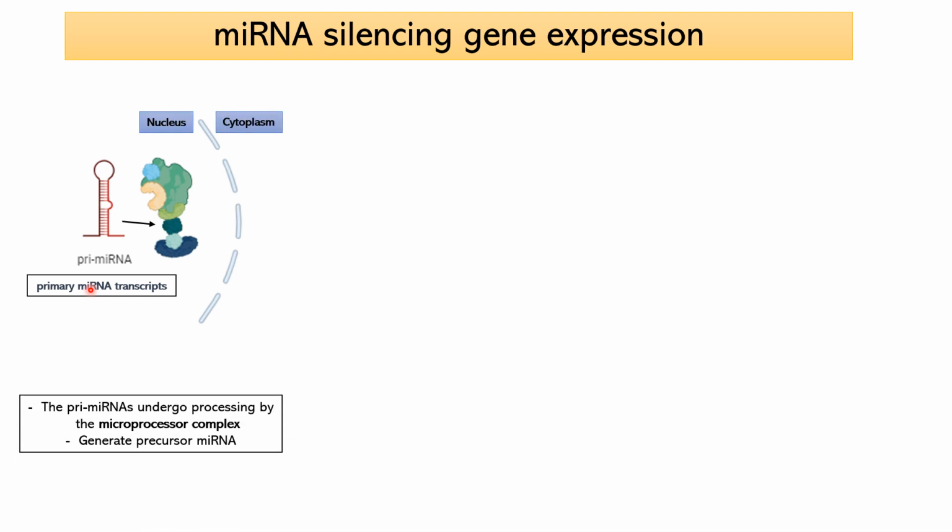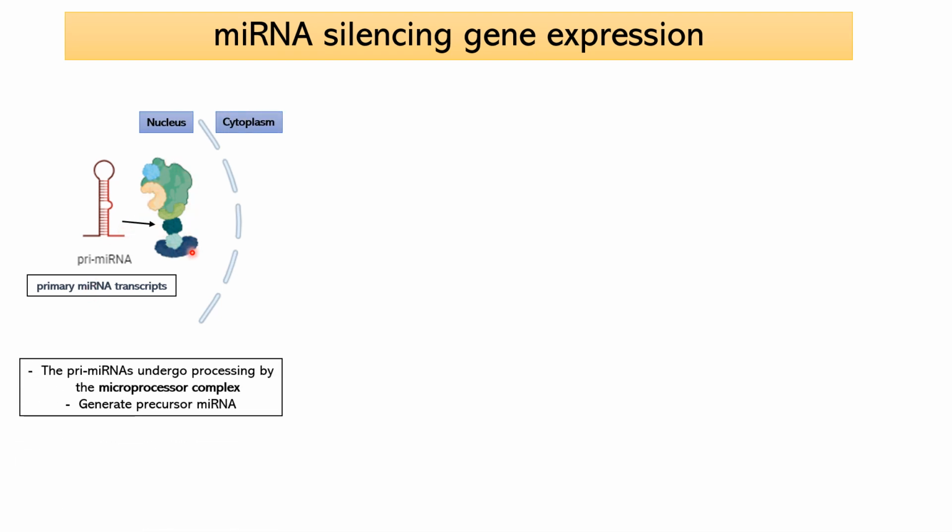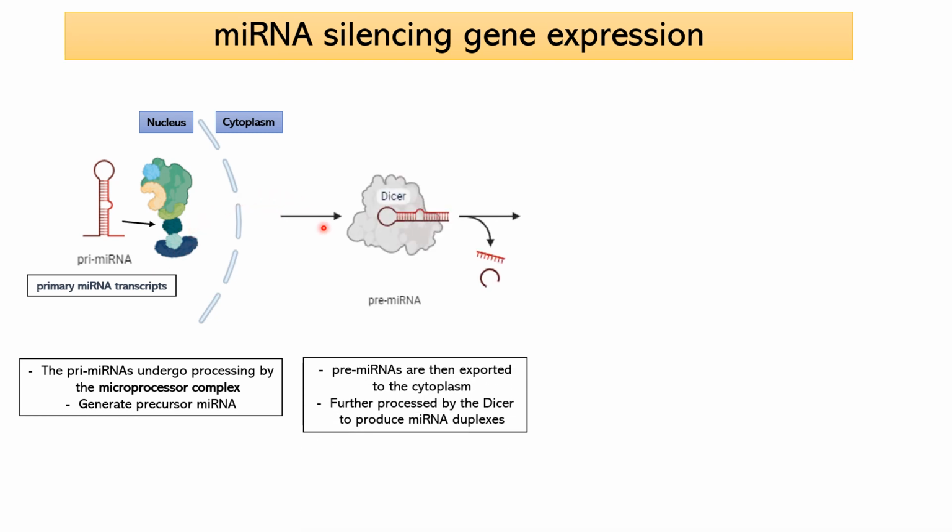Primary microRNAs interact with a multi-protein complex called the microprocessor complex, and this complex processes and modifies the primary microRNA, making it a precursor microRNA. Once precursor pre-microRNAs are produced, they will move out of the nucleus into the cytoplasm. Once pre-microRNAs are in the cytoplasm, they bind to an enzyme called dicer. The main function of dicer is to further process the pre-microRNAs, producing mature microRNAs.